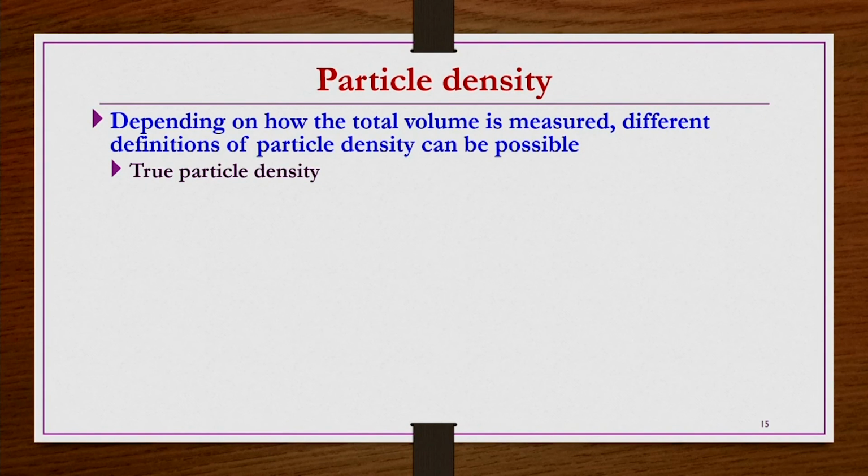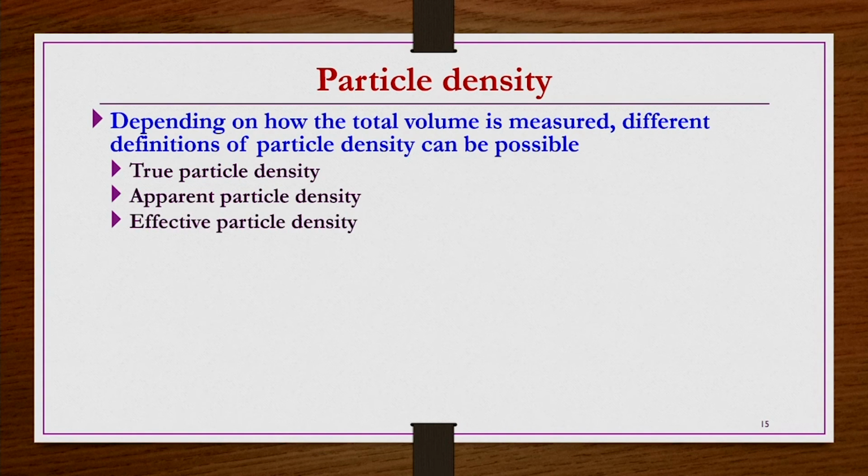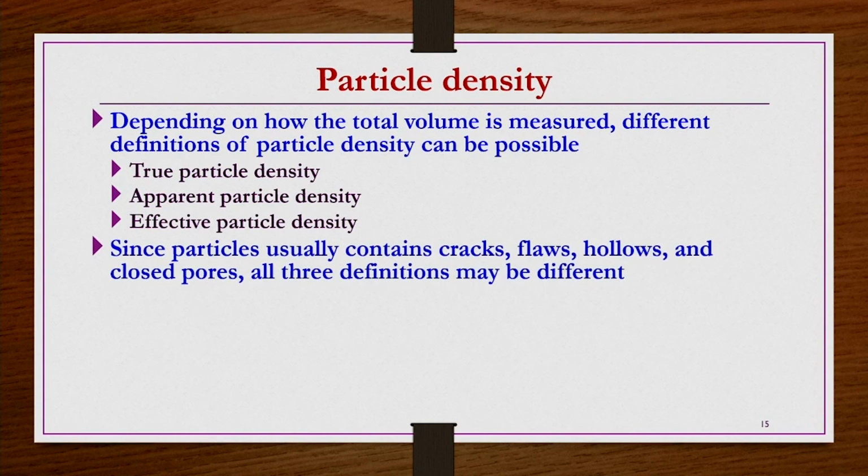Since you have different volume measurements for the same mass of the particle, you are going to get different densities. So, depending on how the total volume is measured, different definitions of particle density are possible. They are true particle density, apparent particle density, and effective particle density. This is because particles in general contain cracks, flaws, hollows, closed pores, open pores, etc. That is the reason all three types of definitions are possible.